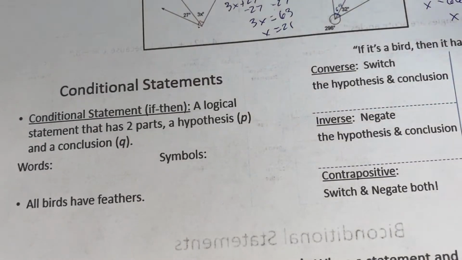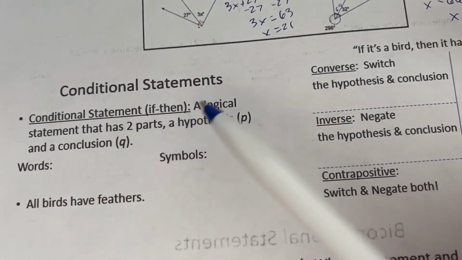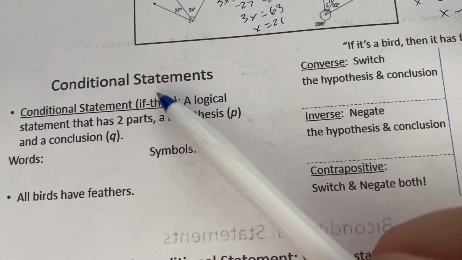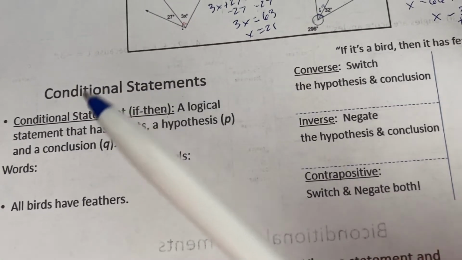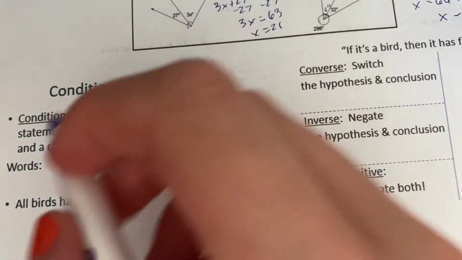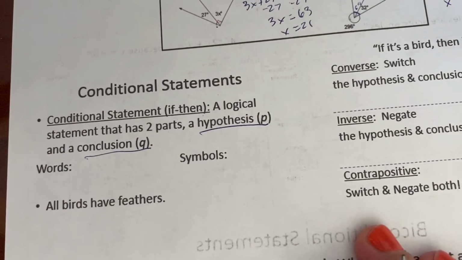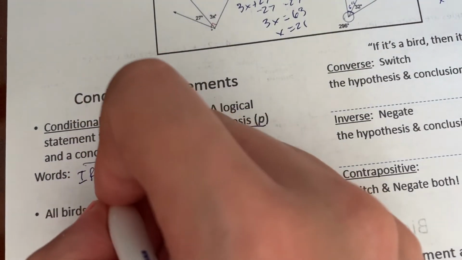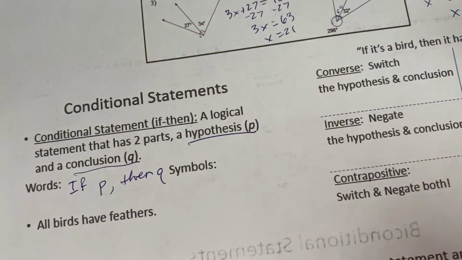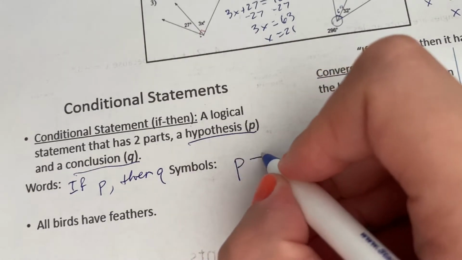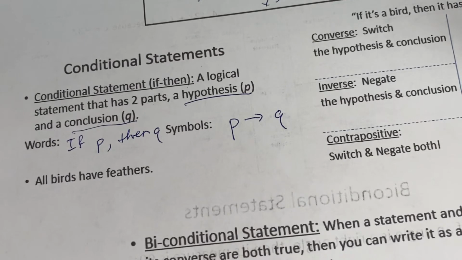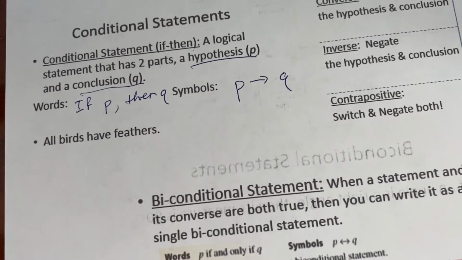So what we're going to talk about first is this vocab word called conditional statement. So a conditional statement starts with if, and it's also called an if-then statement. It doesn't always have to use the word if and then, but for the most part, you will see it like that. So it's a logical statement, has two parts, a hypothesis and a conclusion. Okay, so in words, it would say if P, which is a hypothesis, then Q. Okay, and in symbol form, we'd write it like this, where P is the hypothesis, Q is the conclusion. So let's look at this example.